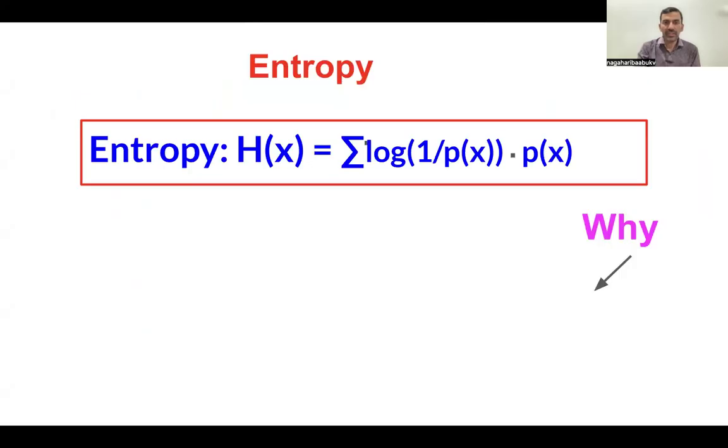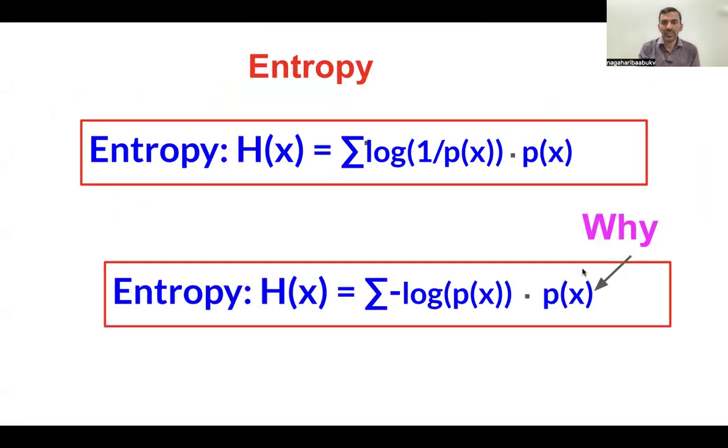Now we'll see the entropy: sigma log of 1 by p of x into p of x. So we'll multiply, we already know, p of x with the minus log p of x. One reason we are multiplying with p of x is to get an average value associated with the entire data set. The other reason is in terms of binary entropy.